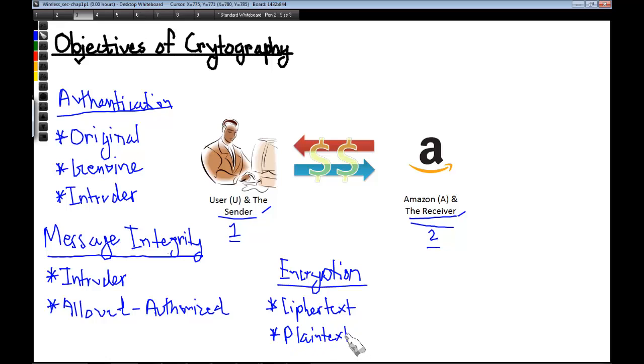So when you talk about ciphertext and plain text, plain text is the message that is generated by the user or the sender who is writing something like, I want to buy a book. So this is a plain text message. When we talk about plain text messages, we talk about messages that are written in natural languages like English, Arabic, French, or something like that.